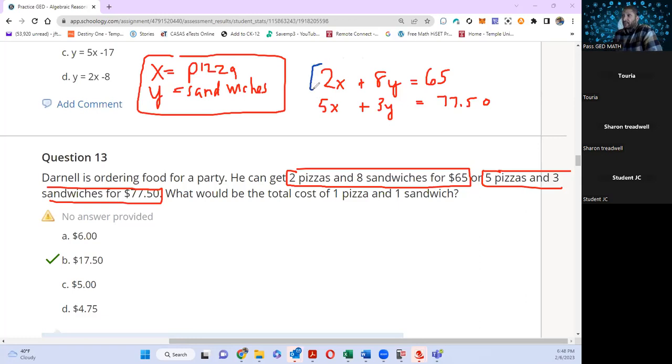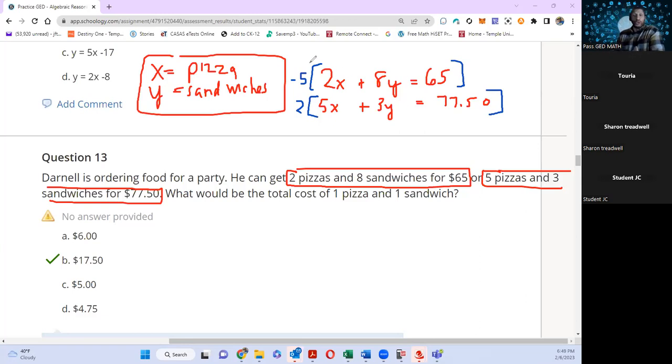Watch this. I'm gonna multiply this one by minus 5 to get minus 10. I'm gonna multiply this one by 2. Why? Because remember, my main goal is to eliminate one of the variables. So if you notice, minus 5 times 2x is minus 10x. And then 2 times 5x is 10x. So now I'll get rid of one of the variables.